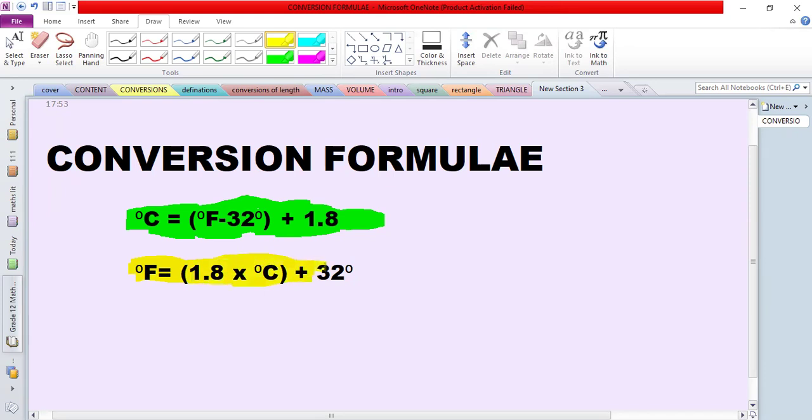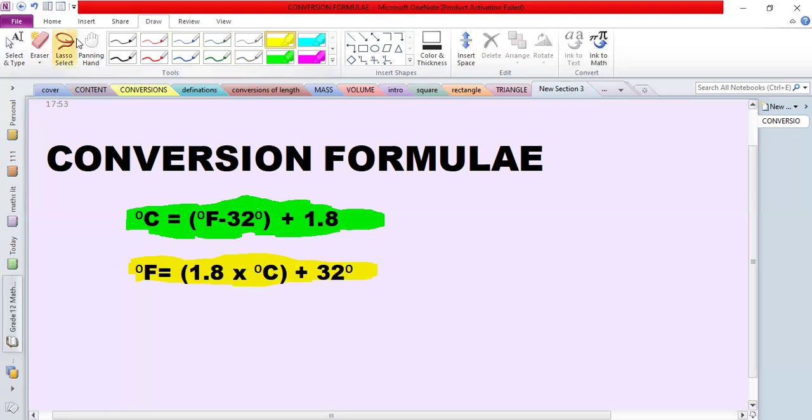So the formula for calculating degrees Celsius is that degrees Celsius is equal to degrees Fahrenheit minus 32 degrees plus, it's multiply. It's divide actually. I think I've made a typing mistake. You can just forgive me. I will try to fix it. It is degrees Fahrenheit minus 32 divided by 1.8.